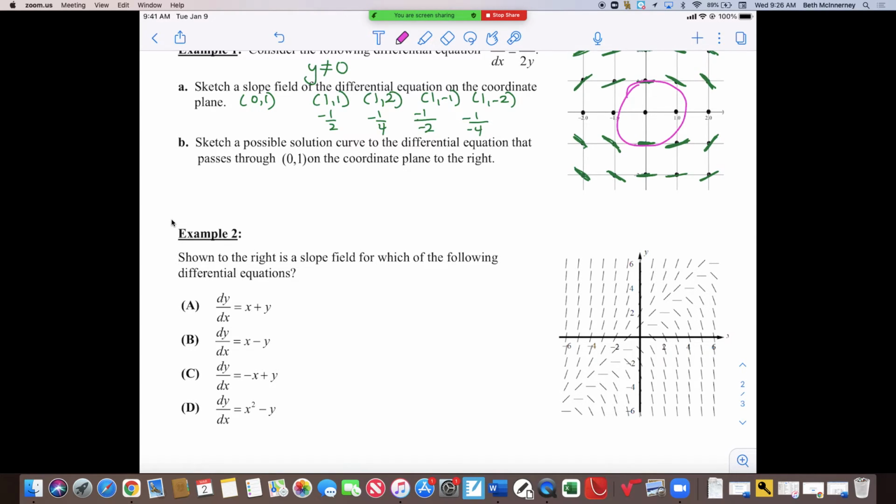A vertical is undefined. But it's undefined for different reasons. Okay. Yeah, so we don't know why it's undefined. Yeah, that's a great question.